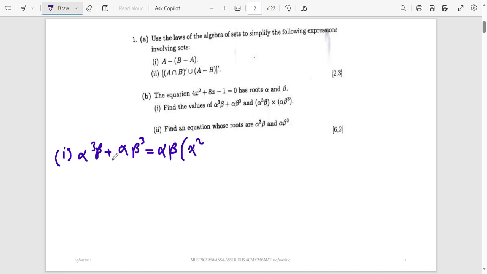We'll not have any beta. On the second part, we had beta cubed, so we're going to have beta squared, and will not have any alpha. At this point, we need again to factorize. Why are we even doing all these factorizations? The thing is, you should be able to know what alpha plus beta is. If you've not forgotten, you need to know alpha plus beta and alpha times beta.